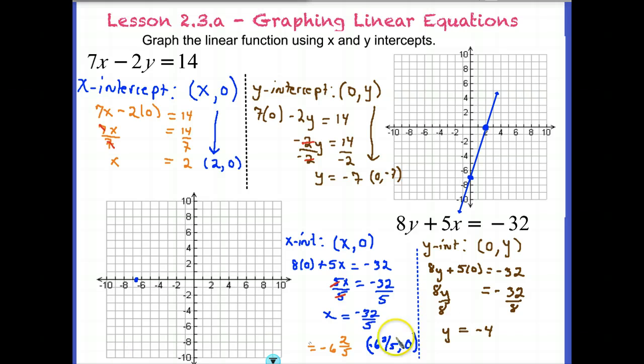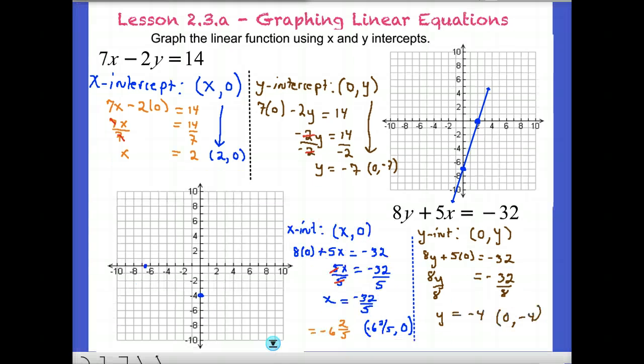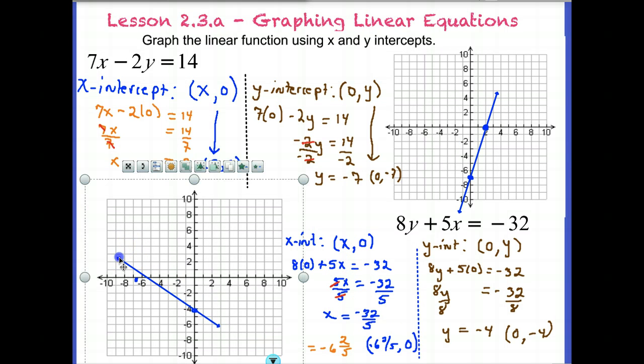Okay, and then our second point is going to be at 0, negative 4. So let's plot that down here. And now we're ready to draw our line. And it's a little bit off. Let's see if we can fix that. Okay. And there we go.